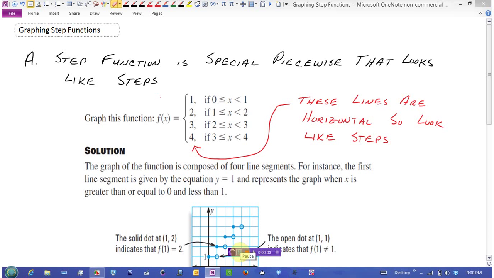In this lesson, we're going to graph a special type of piecewise function called a step function. And when we look at this, you're going to see why it is called a step function. So here is an example.